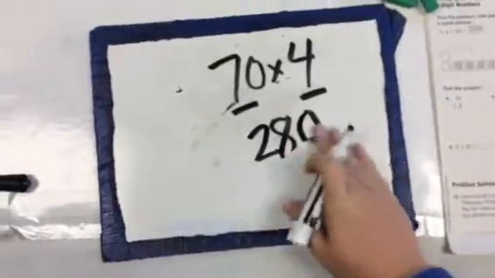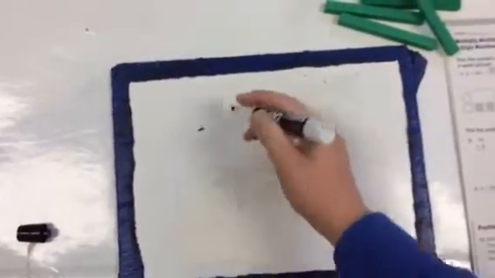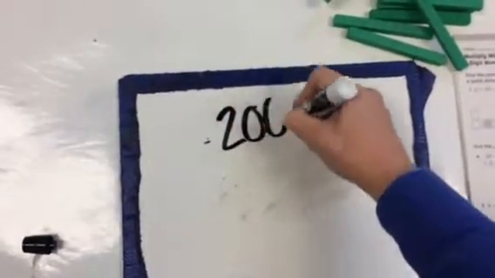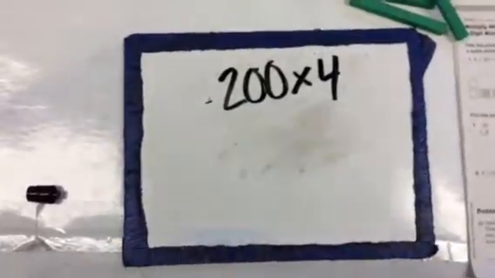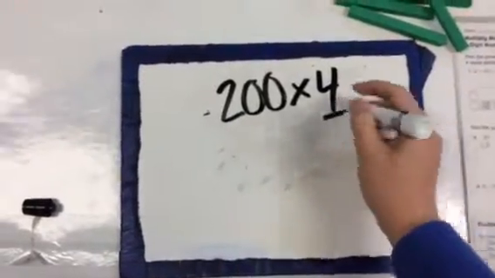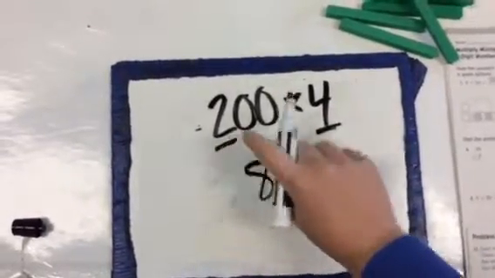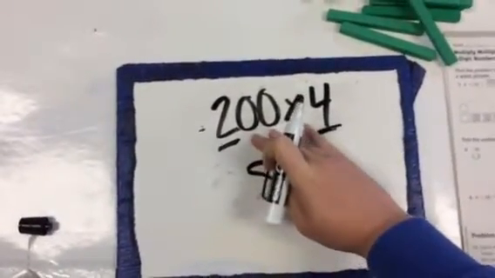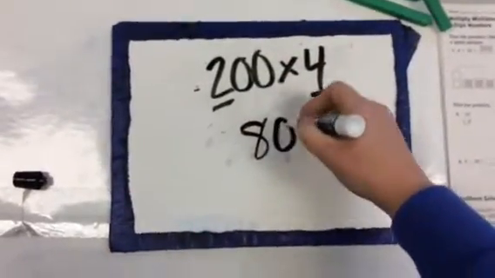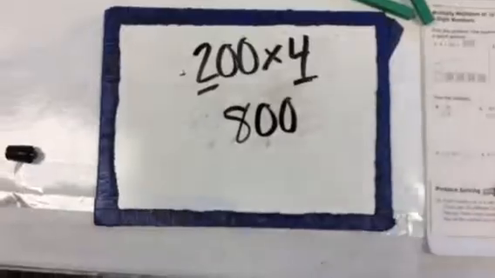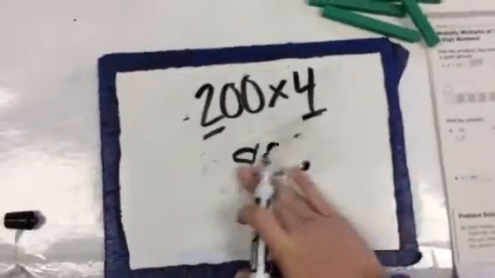Okay. Let's say I was multiplying by a multiple of 10 that's large, like 200. And I was multiplying 200 times 4. Well, the trick still works. You multiply your non-zero numbers, the 4 and the 2, and that gets you the 8, because 4 times 2 is 8. How many zeros do I have in this problem? I have 2 zeros right here, and so I have to tack on 2 zeros to the end to match. Okay? So 200 times 4 is 800. All right.